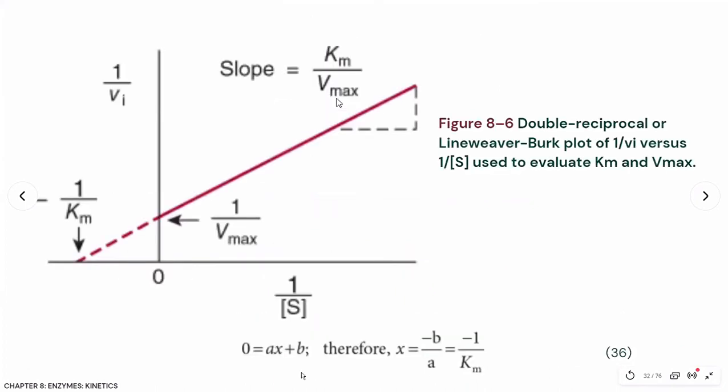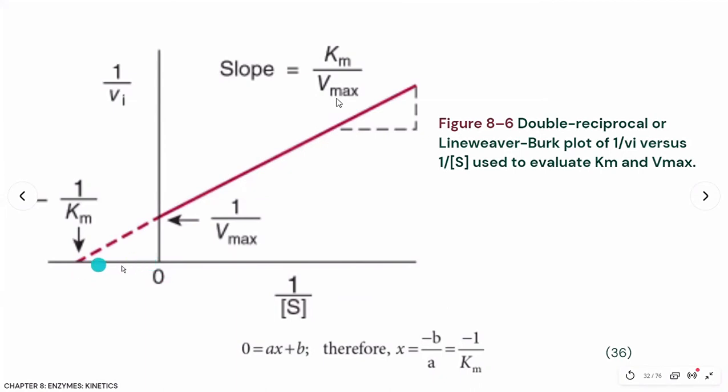All right, so if you examine this, this is 0. This is your substrate. This is your velocity of reaction. So anything beyond towards the left is negative, towards the right is positive. Okay? So this is your Vmax here. This is your Km.